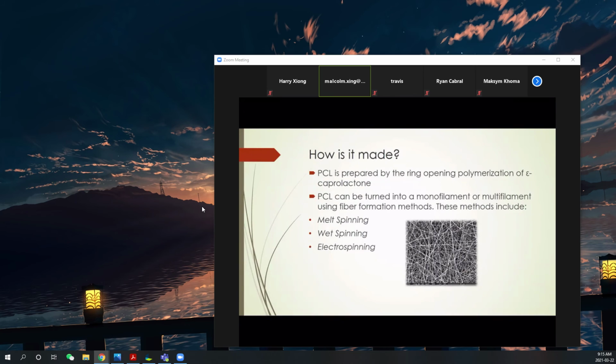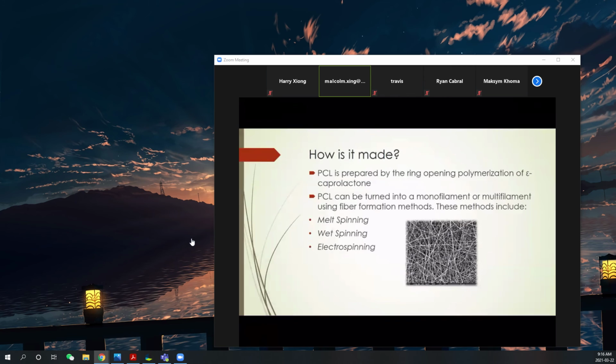PCL can be prepared by the ring opening polymerization of caprolactone using a variety of anionic, cationic, or coordination catalysts. Or it can be prepared via free radical ring opening polymerization of 2-methylene-1,3-dioxepane. Once it is made, PCL can be turned into a monofilament or multifilament using fiber formation methods.